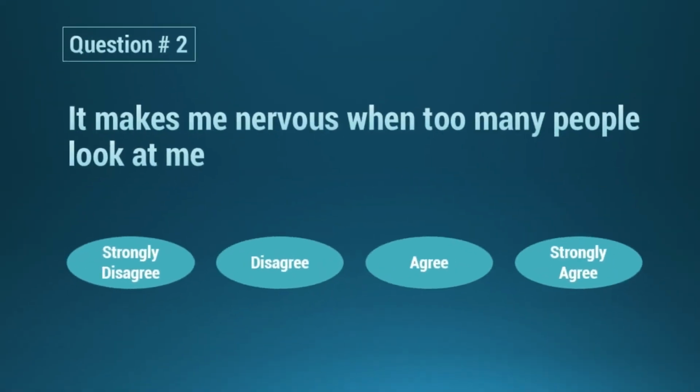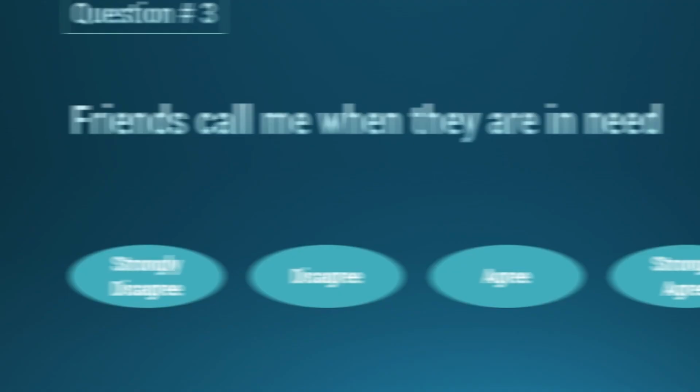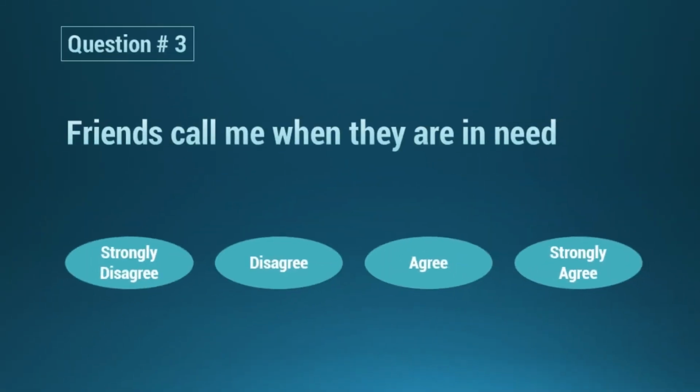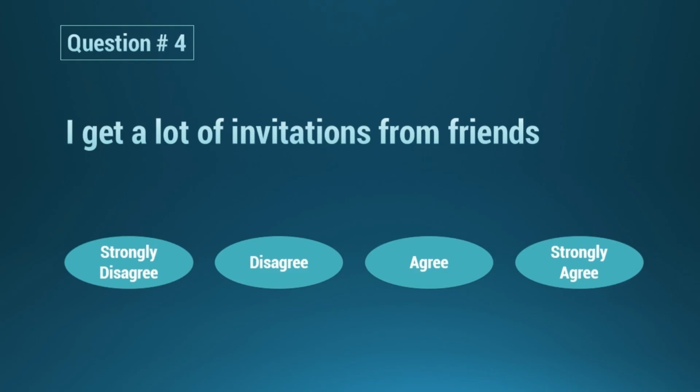The second question says, it makes me nervous when too many people look at me. Again, you'll have 4 options. Strongly disagree, disagree, agree, strongly agree. Choose one and move ahead. The third one is, friends call me when they are in need. 4 options will be there. Strongly disagree, disagree, strongly agree, or agree. Choose one, move ahead. Next question is, I get a lot of invitations from my friends. 4 options, choose one, move ahead.